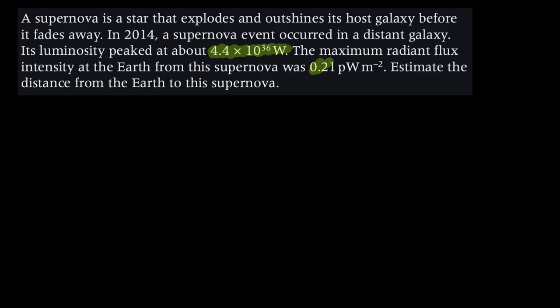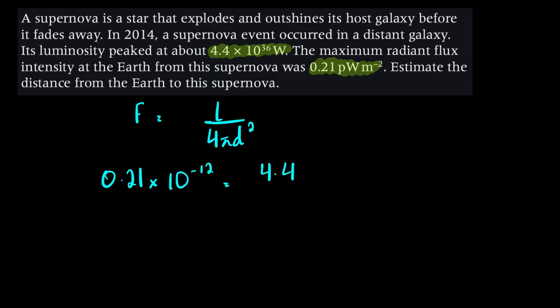So we know this is F. And you can also double check with the units. So power upon area. So this has to be the radiant flux intensity. Estimate the distance. So what we would simply do is we would again use this formula, F equals L upon 4 pi d square. So F, the radiant flux intensity, is 0.21 pico. So pico is 10 to the negative 12. Right? L is 4.4 into 10 to the 36 upon 4 pi d square. So you can just rearrange this equation to find out d.